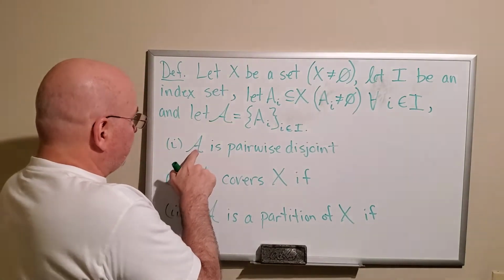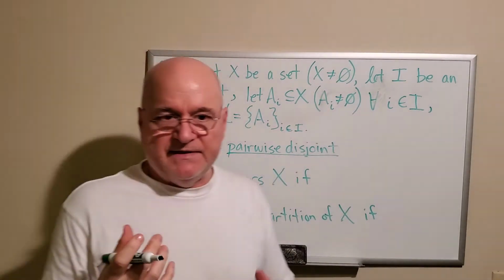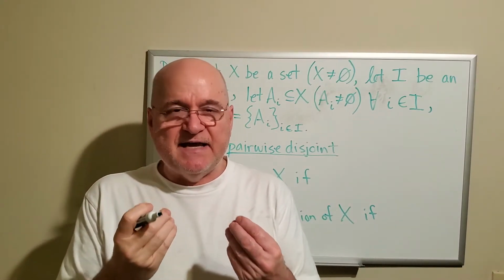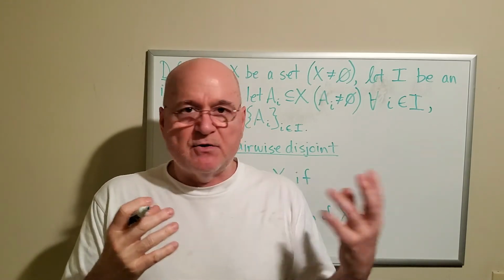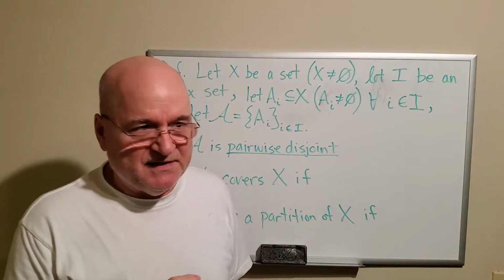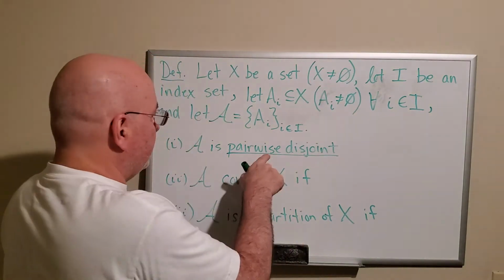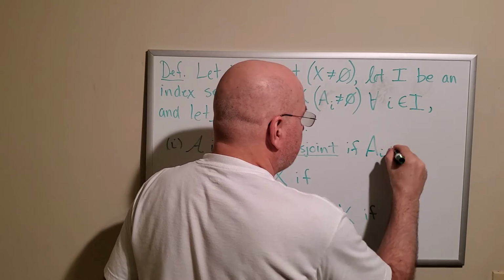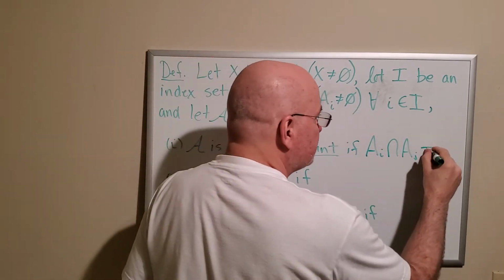For our definition, script A is pairwise disjoint if for any two sets you take in script A, those two sets are disjoint. It doesn't matter which two you take, they're disjoint. So I guess that means we need to remember what disjoint means. Disjoint means they share no elements in common. In other words, it's disjoint if A sub i intersected with A sub j is the empty set.